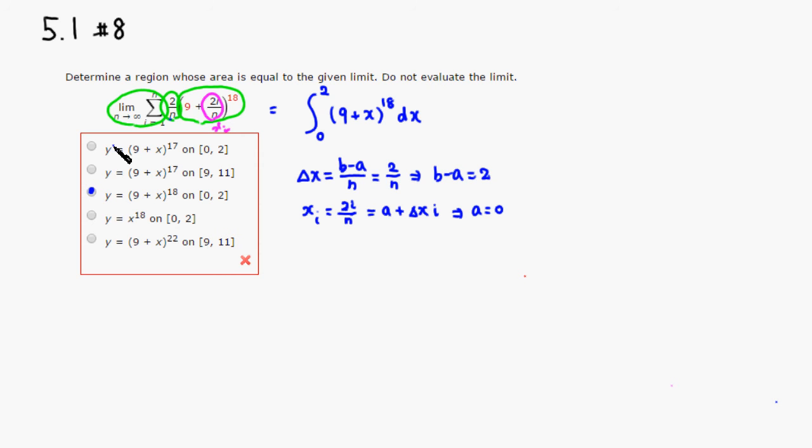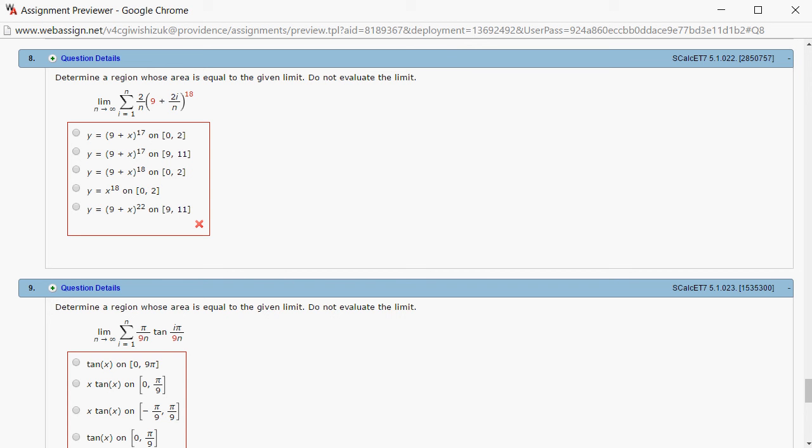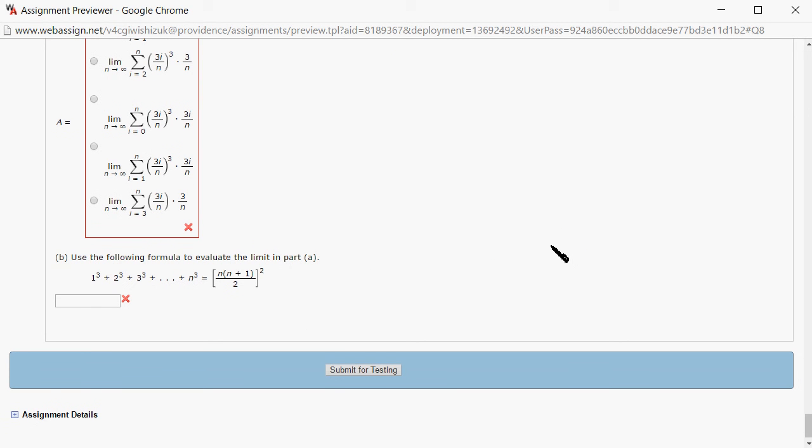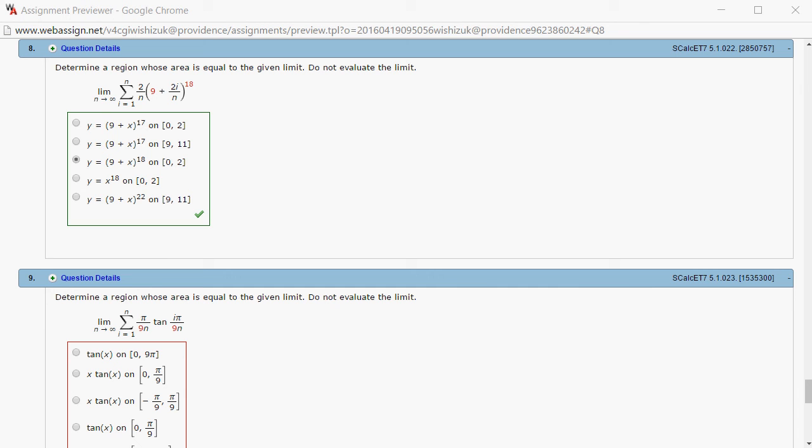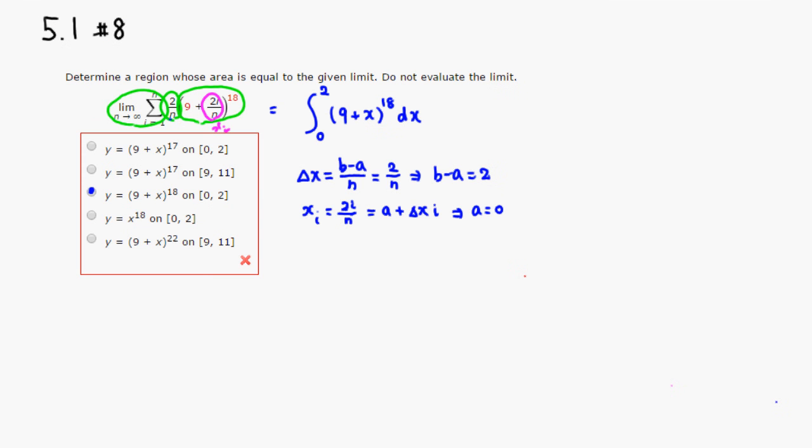All right, so let's type it in. This has got to be the right answer. Let's double check. Submit for testing. All right, it came back and looks like we got this one correctly. All right, that's it. I hope that this was clear.